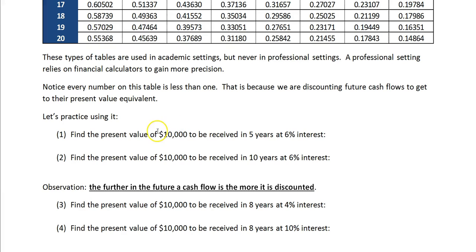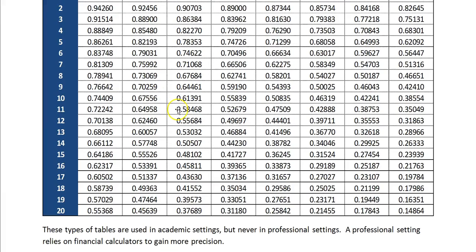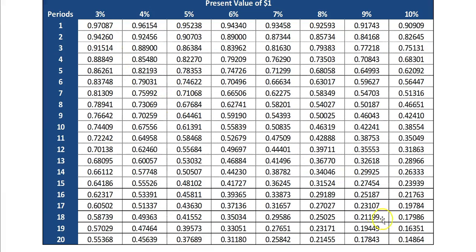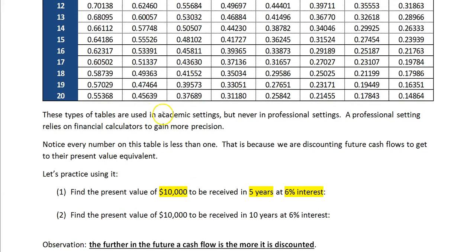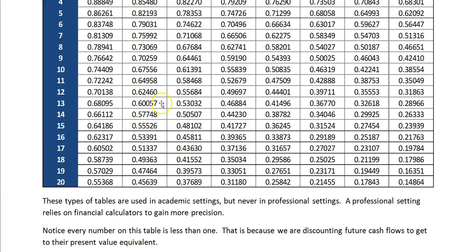Alright, so let's get some practice doing this. Find the present value of $10,000 to be received in 5 years at 6% interest. Oh yeah, one other point I was going to make about this table. All the numbers on it are less than 1. That's because we're discounting. We're taking future cash flows and bringing them back in time. So they're going to be worth less because of the time value of money. How much less depends on the interest rate and the number of periods. These tables, yeah, they're always used in academic settings, but you never use them in professional settings. We have calculators that gain more precision. Imagine if we have a really large number, we're losing some efficiency because we don't have enough decimal places here.